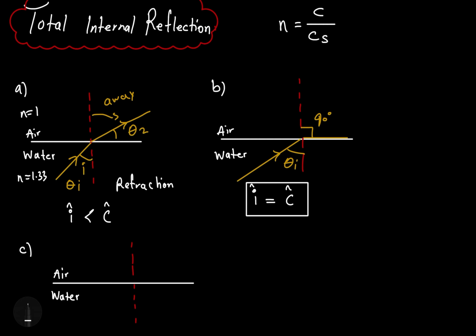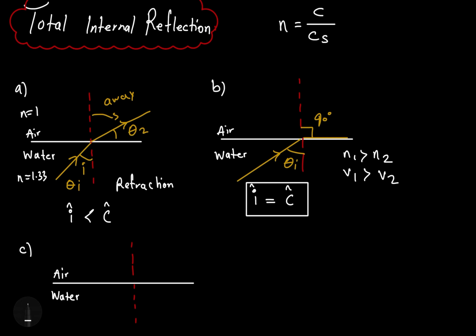Is it going to happen if we're going from a less dense medium to a more dense medium? Never. This only happens when we're going from a more dense medium to a less dense medium. So that means that the index of refraction of the first medium always has to be greater than the index of refraction of the second medium. And also the speed of the light is always greater in the second medium than the speed of light in the first medium.